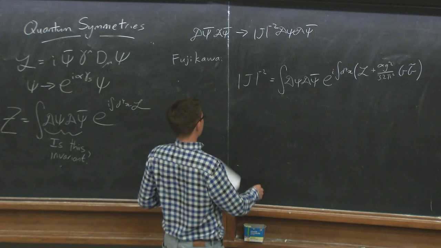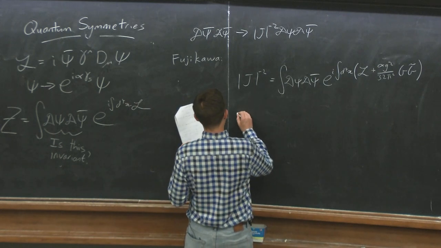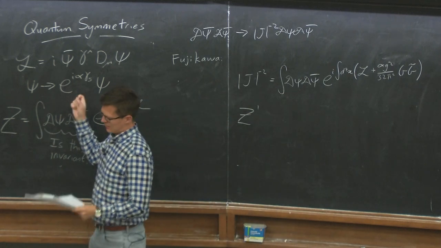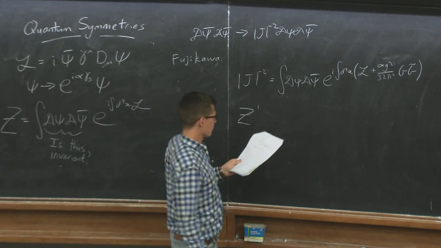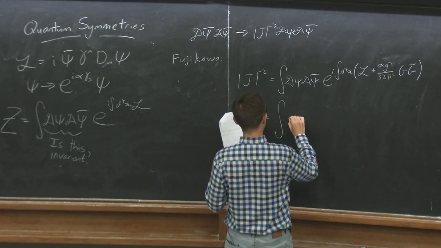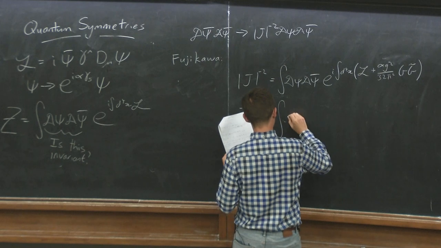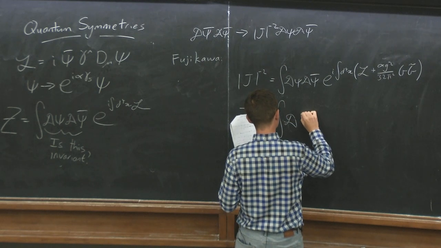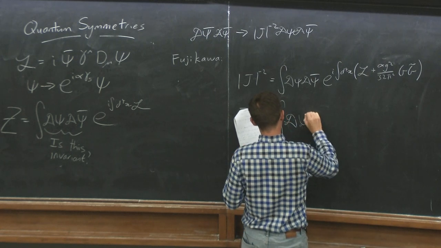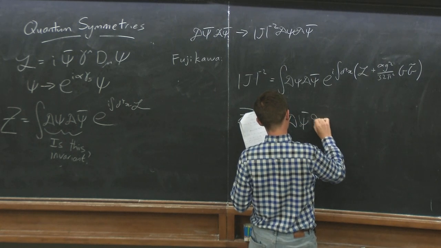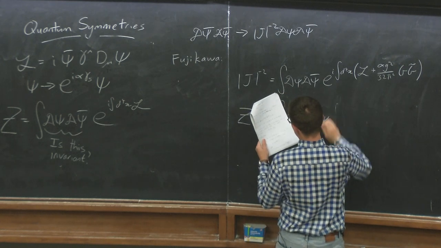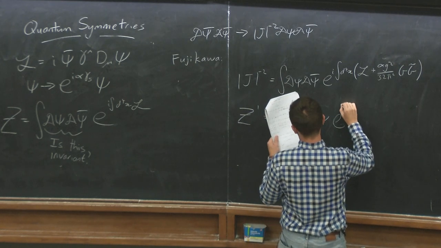So what you see is that the modified path integral, the path integral after I've done this chiral rotation, looks like the initial path integral. Sorry about my curly D's, they are terrible. It looks like the initial path integral with an additional factor.